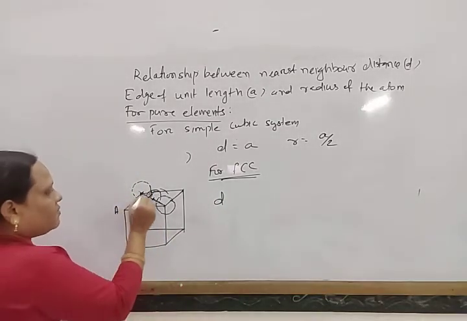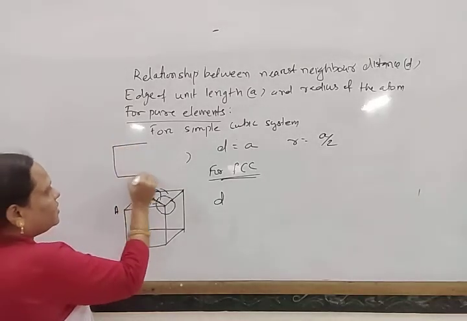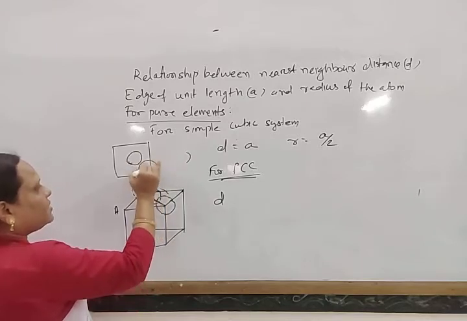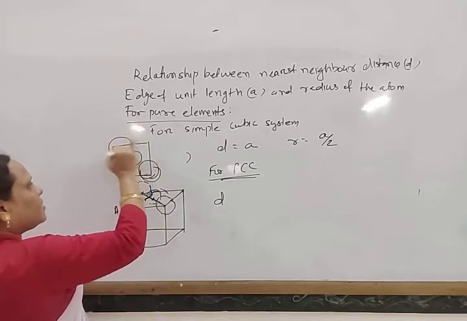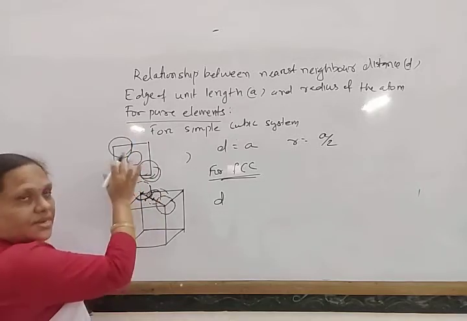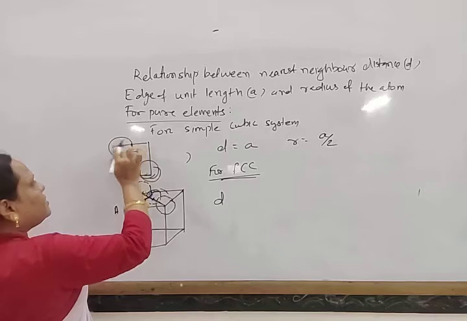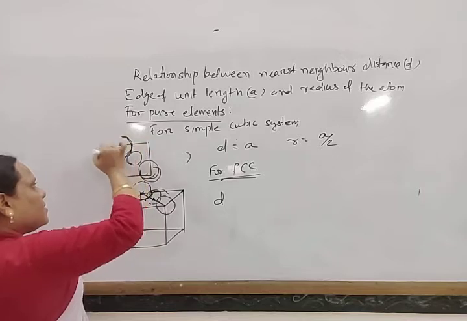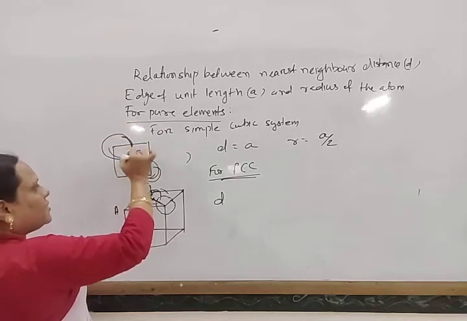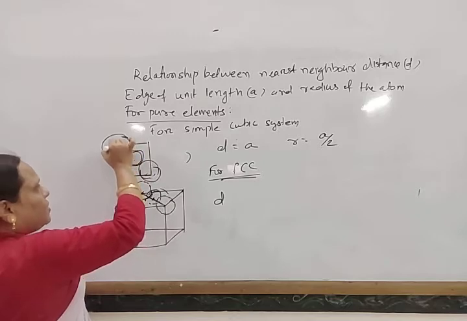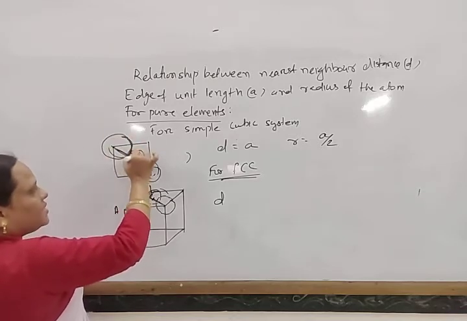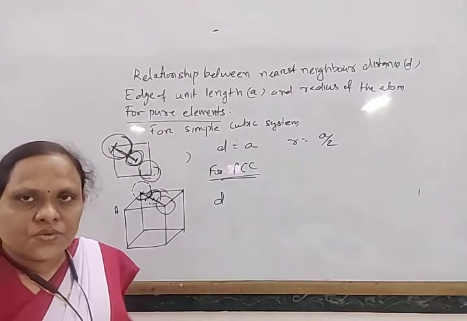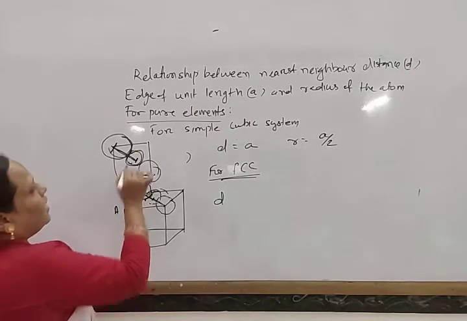Look here, if we consider this a triangle, this is the face-centered element, and this is the corner element, and this is the corner element. Suppose this one is the center, and this one the center, and this one the center. From here to here, what is the distance? This distance is known as the nearest neighbor. The diameter is known as the nearest neighbor distance. And what is this value?